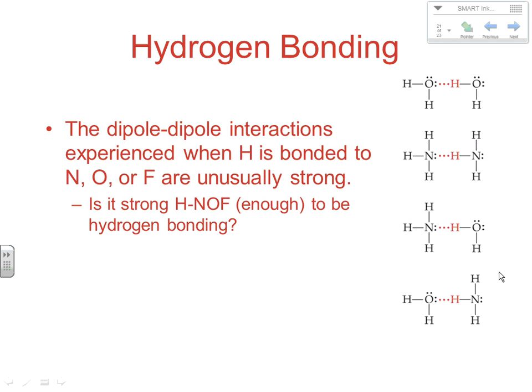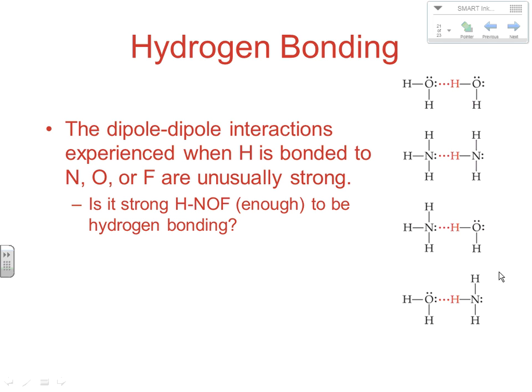So the dipole-dipole interaction between hydrogen that's bonded to an N, O, or F in a molecule. If we have a polar molecule and a hydrogen that's bonded to an N, O, or F, we end up with an unusually strong type of dipole-dipole. So strong and different and anomalous that it gets its own name. It's not a dipole-dipole interaction, it's hydrogen bonding.